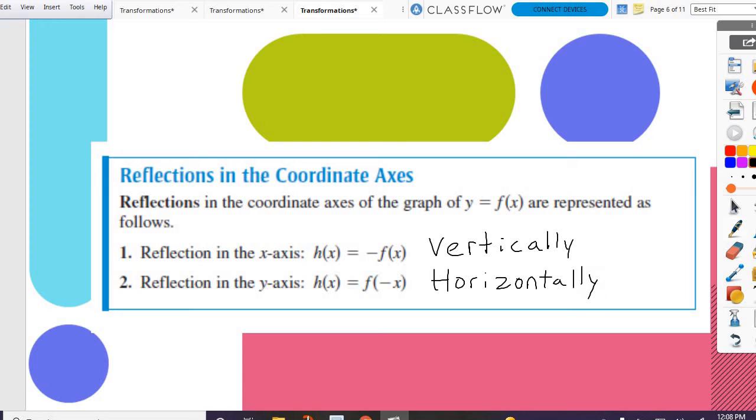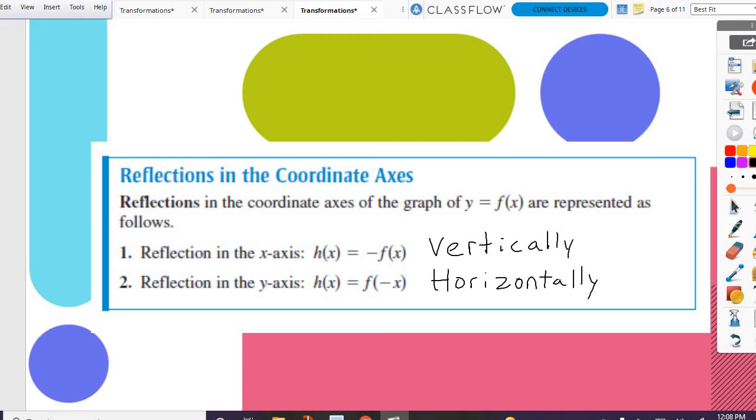And we can think about it the same way we thought about our others, right? If it was on the outside of the function, it moved it up and down, which is why it's going to reflect it vertically, because it's up and down. If it's a negative on the inside, just like with our shifts, if it's on the inside, it moves it left and right. So it's going to reflect it left and right. Now, some of our functions we cannot reflect, okay, depending upon what they look like.